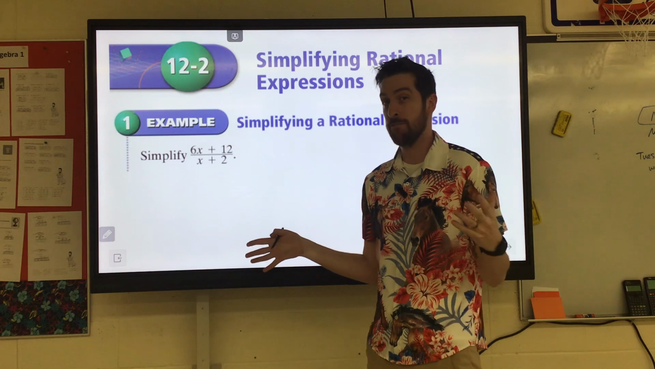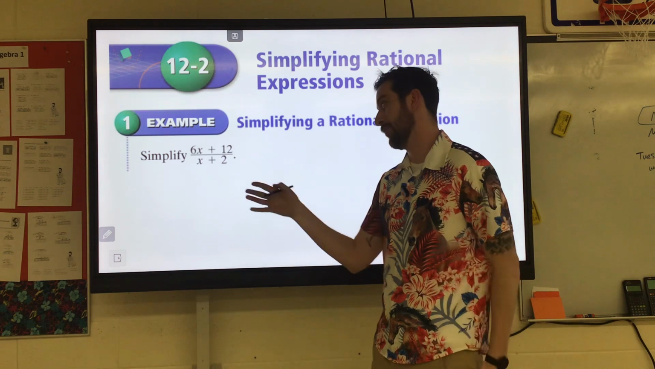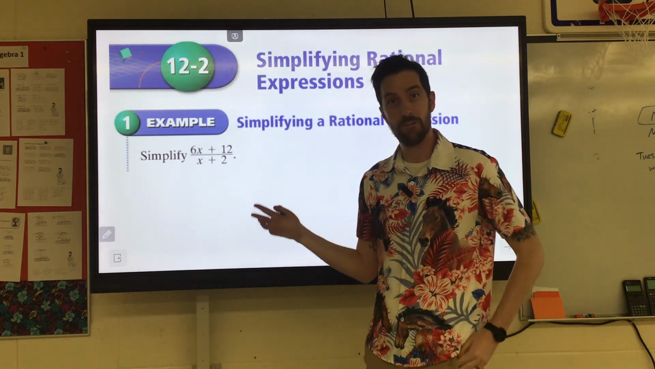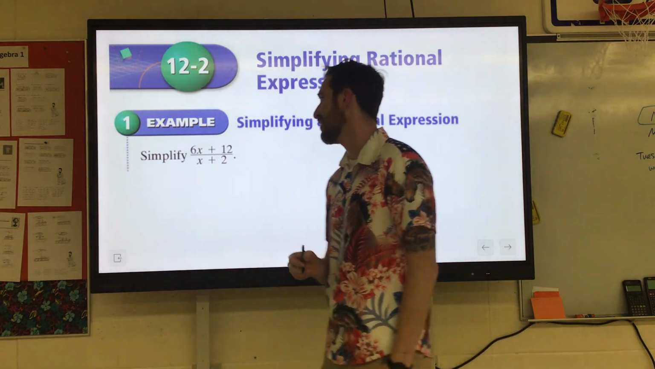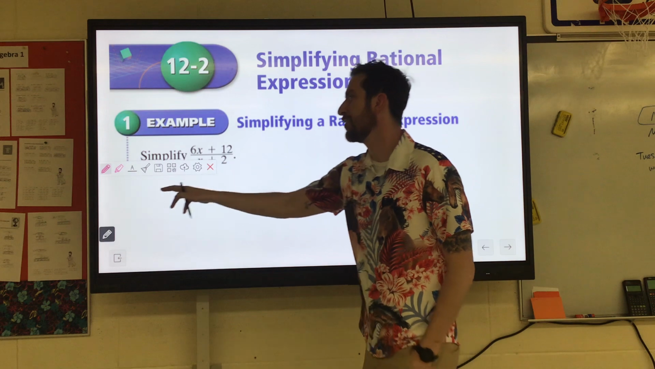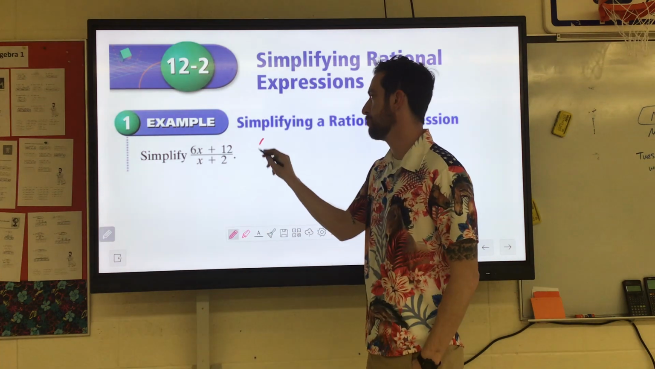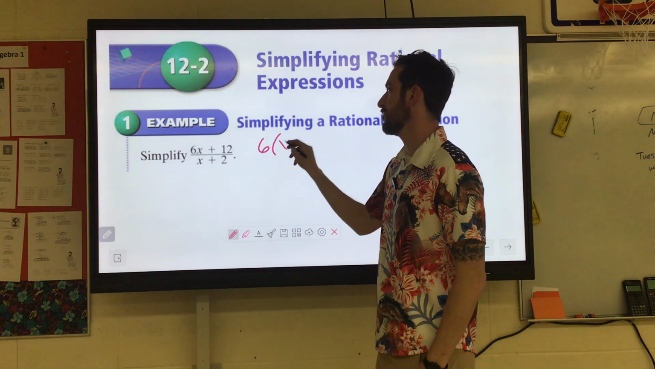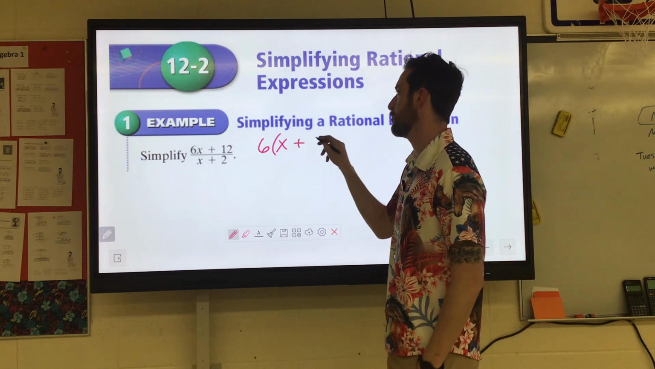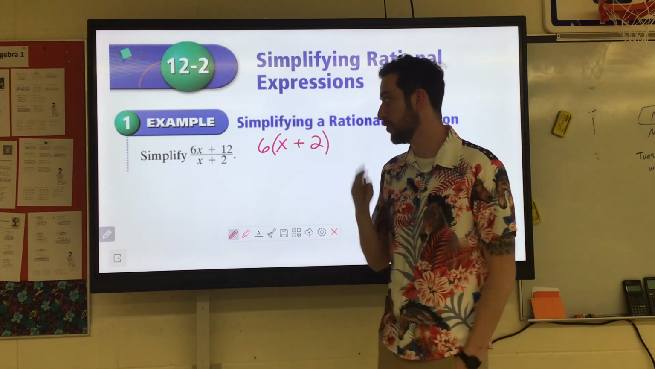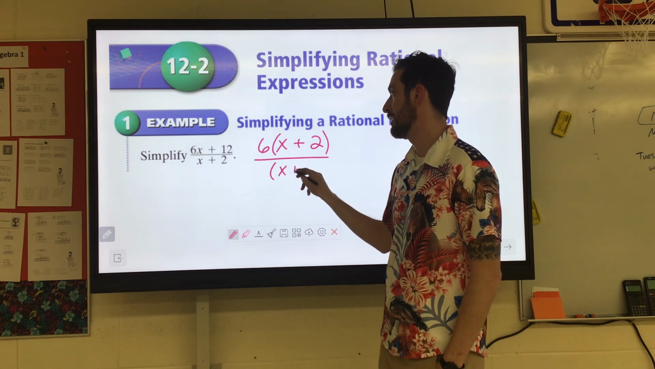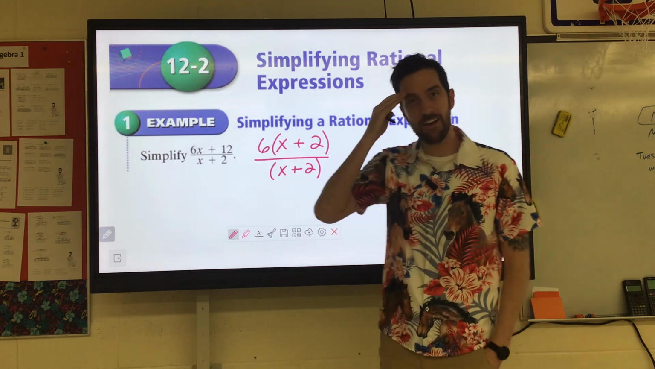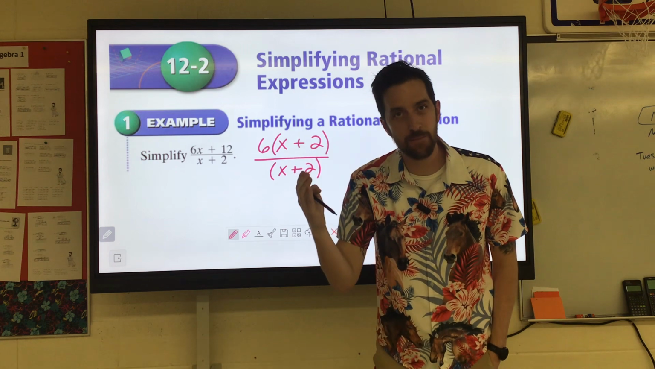If I'm factoring, first thing I always look for is a common factor. If I look at the numerator, 6x and 12 have a 6 in common, so heck, we can factor out a 6. If I factor out a 6 here, 6 times x is 6x, and 6 times positive 2 is positive 12. Now if I write the denominator, oh my gosh, they both have an x plus 2.